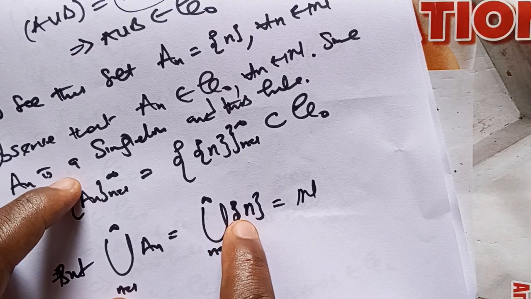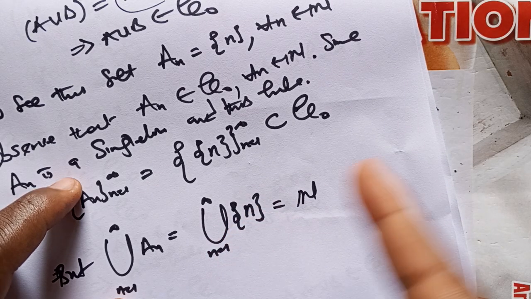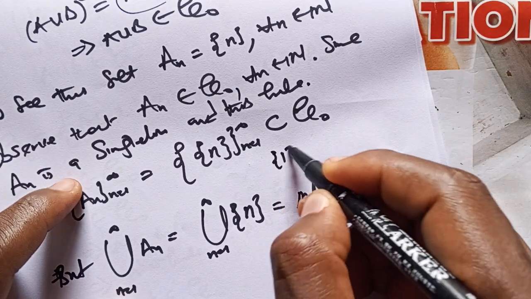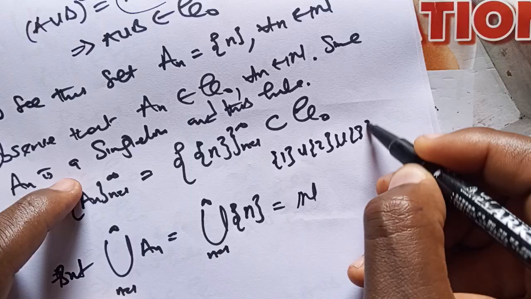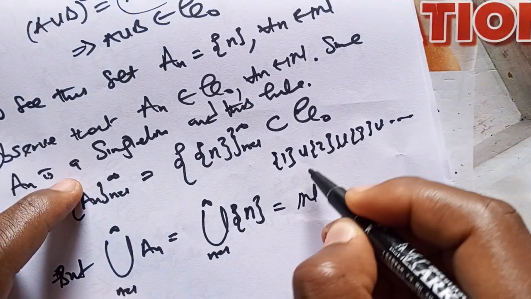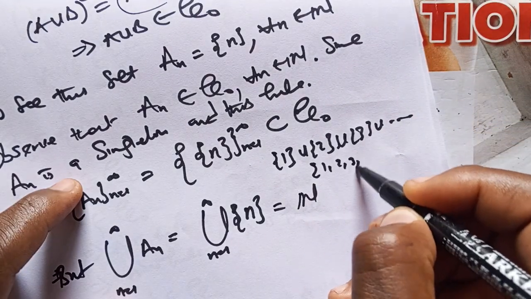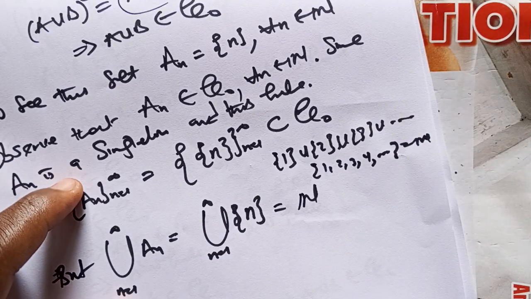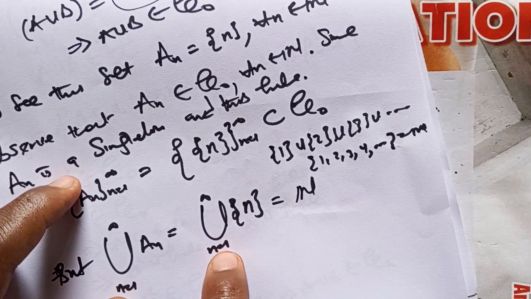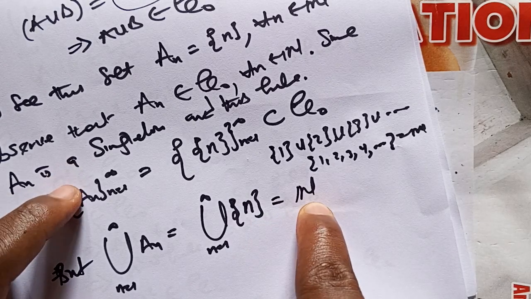It will give you the whole set of natural numbers. So when you take the singleton set where n is coming from the set of natural numbers, and you take their union, it's like saying {1} union {2} union {3} union and so on. This will give us 1, 2, 3, 4, and so on, which we know is what? The set of natural numbers. So this countable union forms the set of natural numbers.